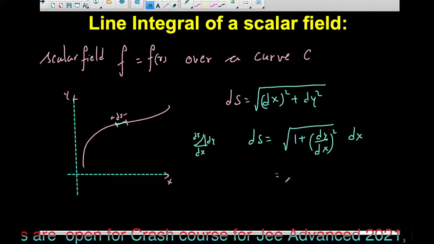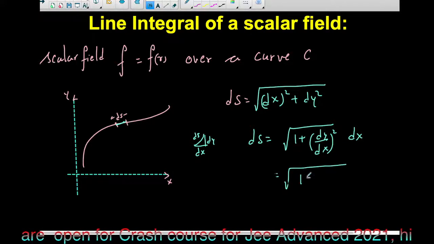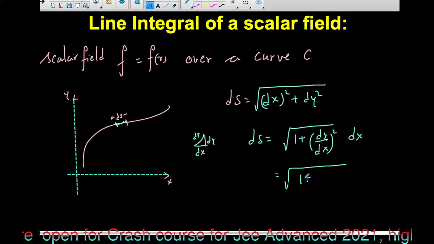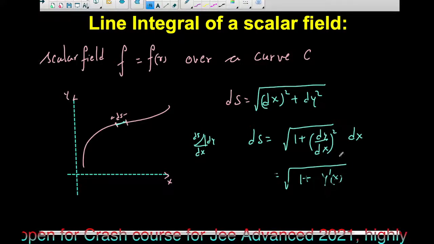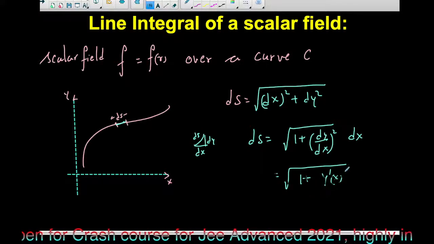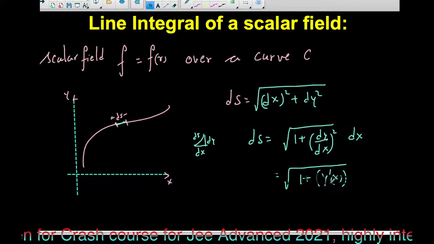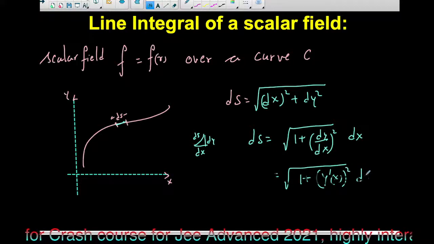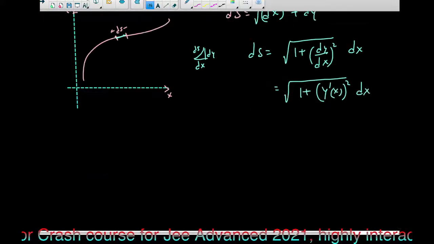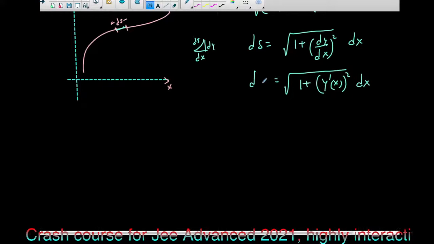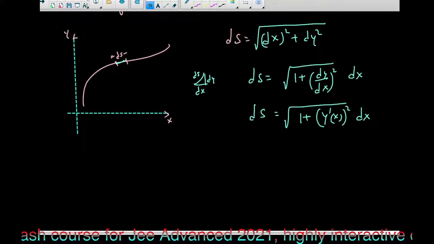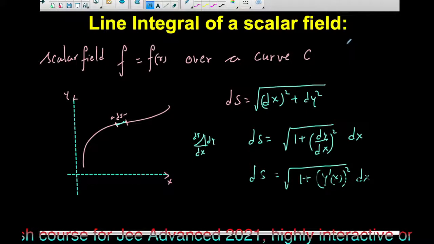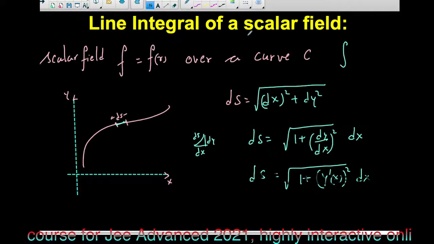So it is nothing but under root of 1 plus the differentiation of y, y dash of x, divided by dx, and that is whole square. So that whole square, and that is dx, clear, and that is called ds.